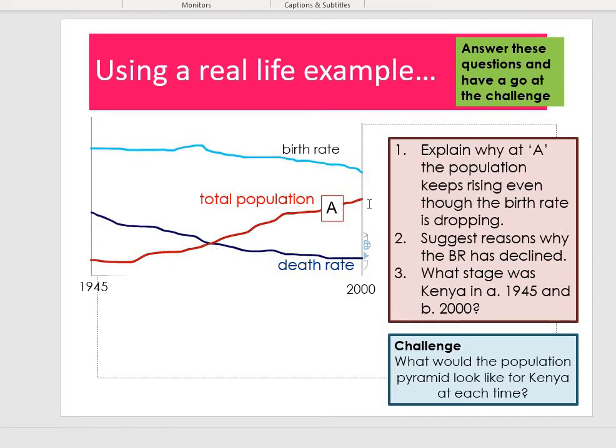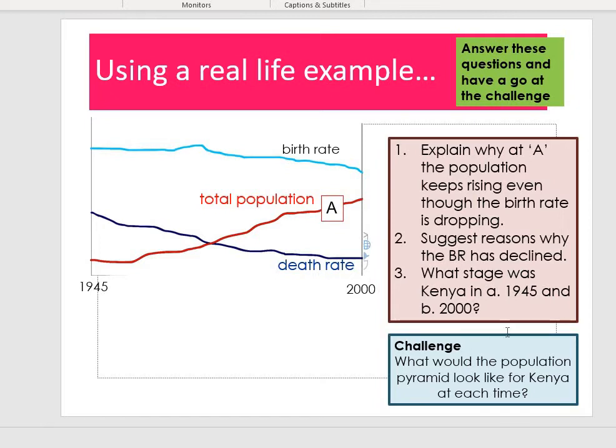What's happening with the population? Well, it's rising, still quite rapidly. What's happening with the birth rate? It's going down. What's happening with the death rate? It's going down. So have a look on that demographic transition model and see where you can see that pattern, that the population is rising pretty rapidly, your birth rate's coming down, your death rate's coming down, and see if you can establish what stage you think that's at.